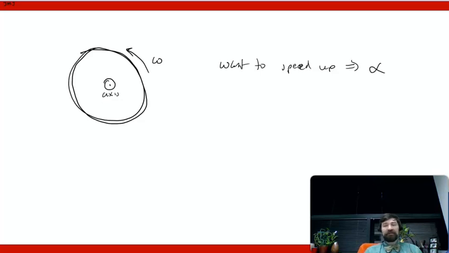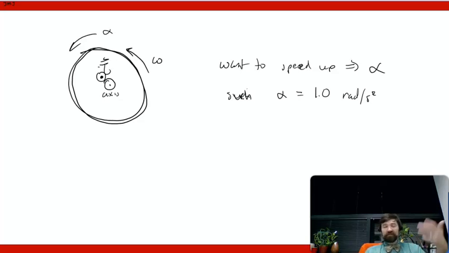Maybe I want to speed up such that alpha is 1.0 radian per second squared, just as we had acceleration of 1.0 meter per second squared. Well, the more moment of inertia this object has, the more rotational inertia it has, the more torque I'm going to have to apply to make that happen. So I would have to apply a torque basically in this direction. This is the direction of tau, in order to get alpha to be in the direction that I'm wanting it to speed up in.